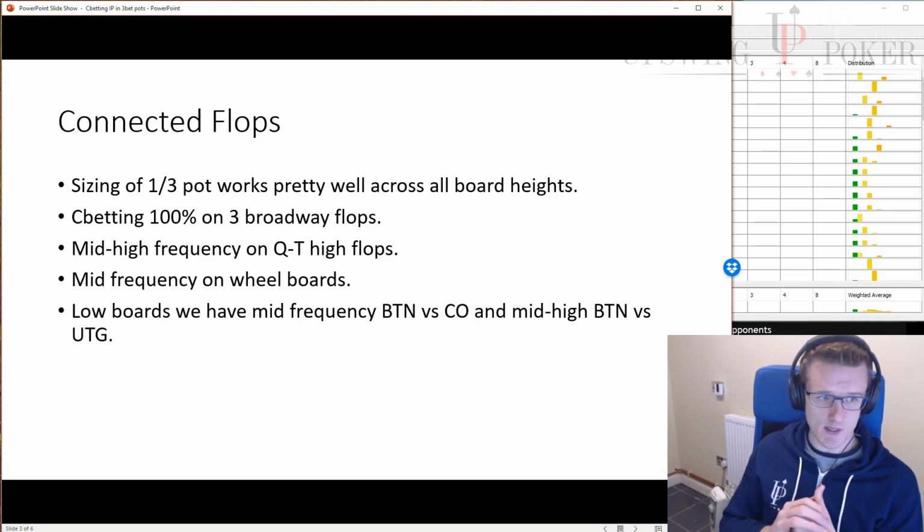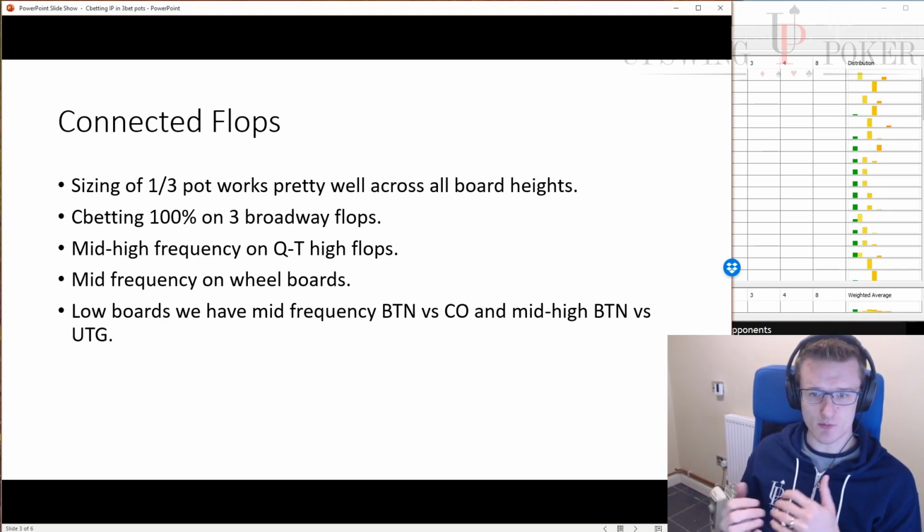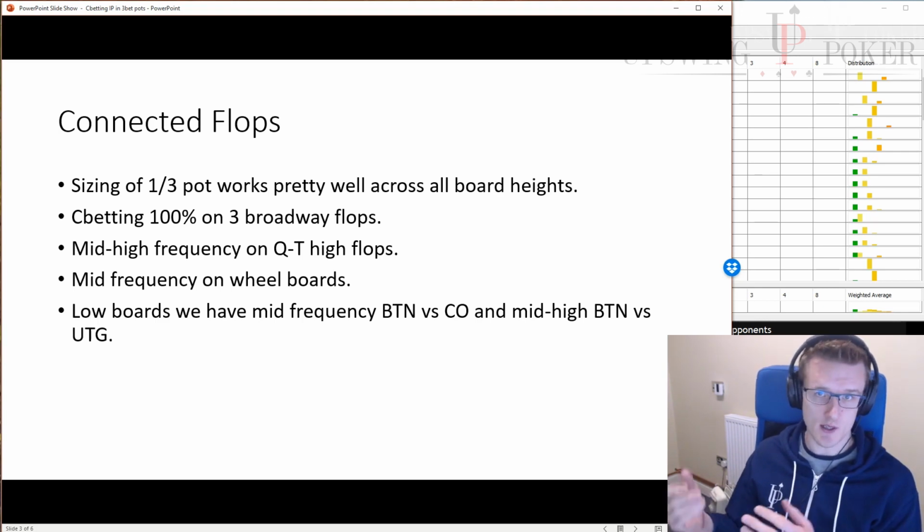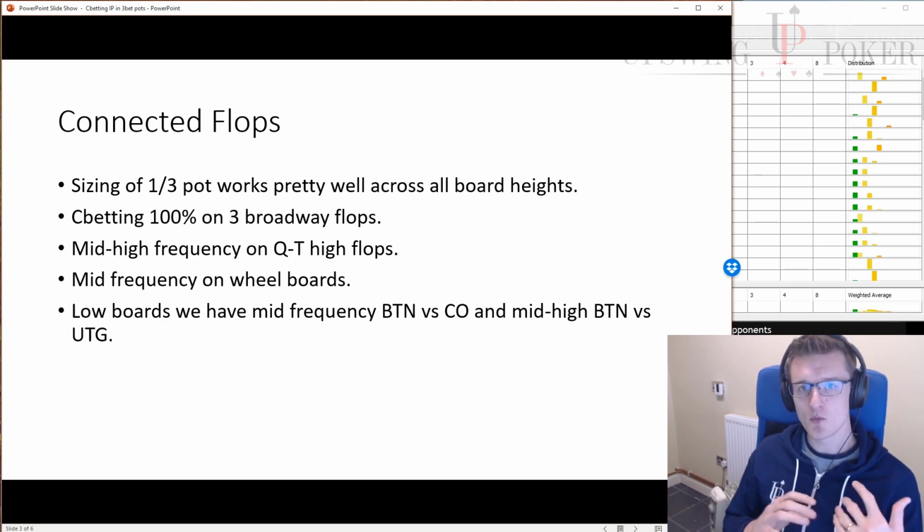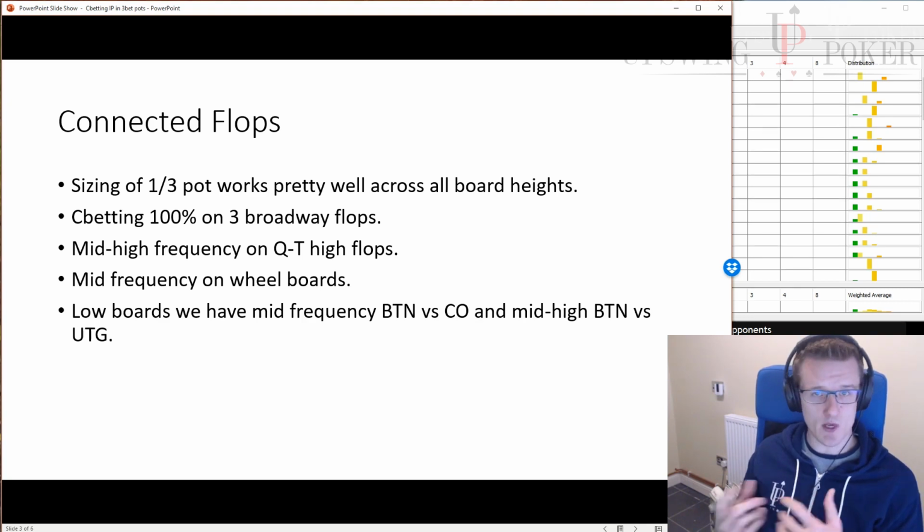In terms of frequencies then, we've got a nice easy sizing strategy, but for frequencies, we're very strong on 3 Broadway flops. We're going to have far more high pairs, ace king, etc. in our range than our opponent is. So we're going to tend to be hitting these sets and 2 pairs on a 3 Broadway board. Also, if it's not an ace high, we're going to have aces where our opponent doesn't. So we're just going to be doing pretty well on these boards, and we can c-bet about 100% of the time.